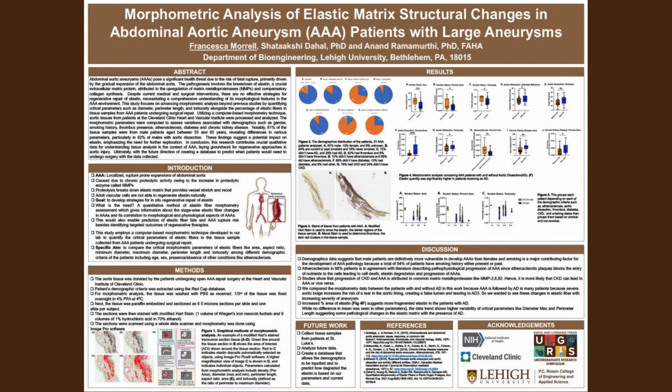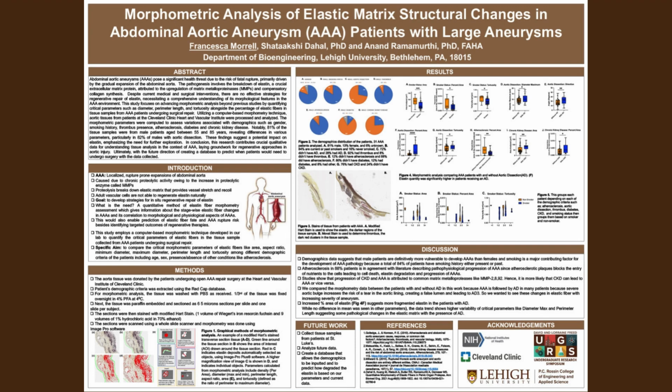Most of the prior morphometric studies have only quantified the percentage of elastin fibers in the tissue, but not other critical parameters like diameter, perimeter length, and tortuosity. Therefore, in this study, we have used a computer-based morphometry technique developed in our lab to quantify these critical parameters in the tissue samples collected from AAA patients undergoing surgical repair.